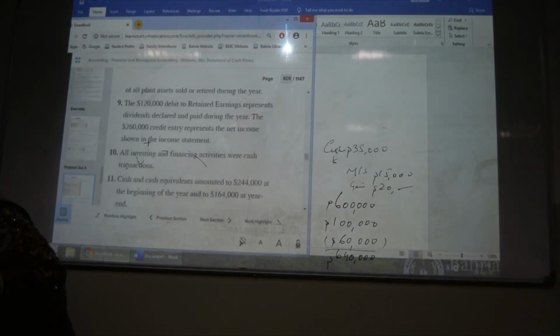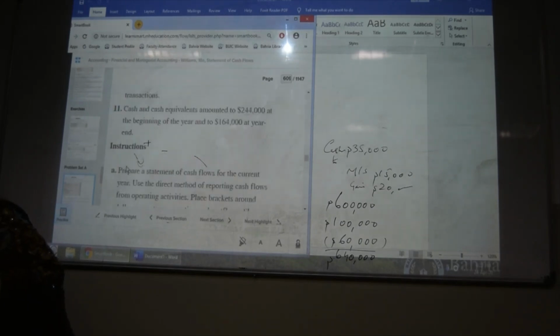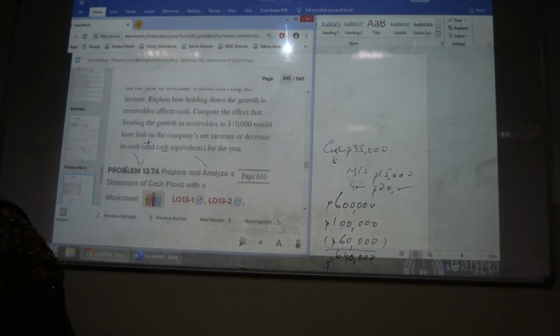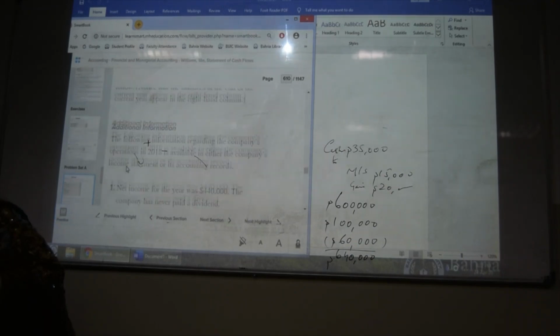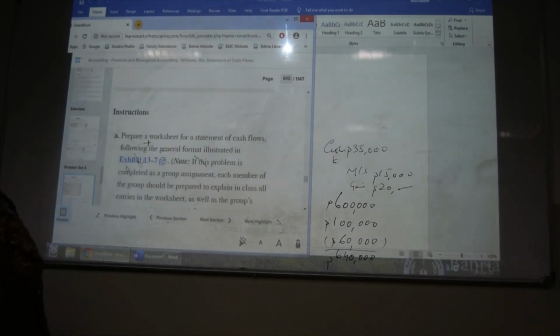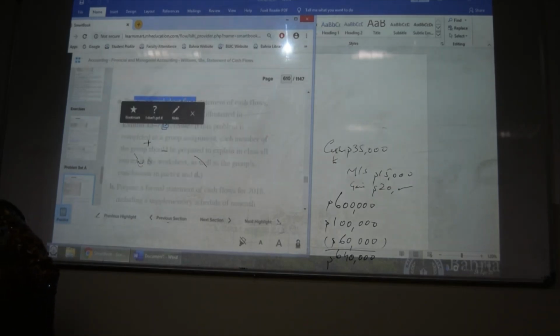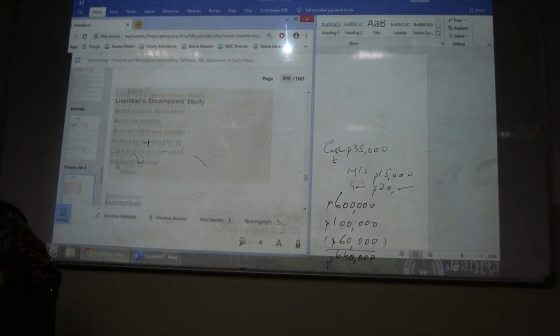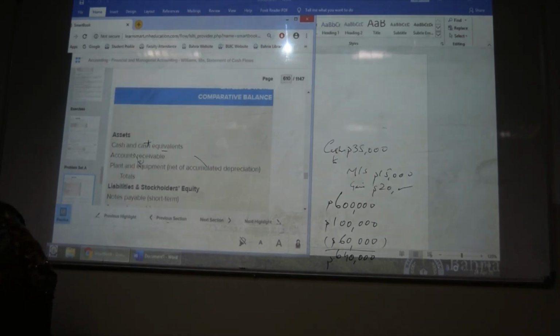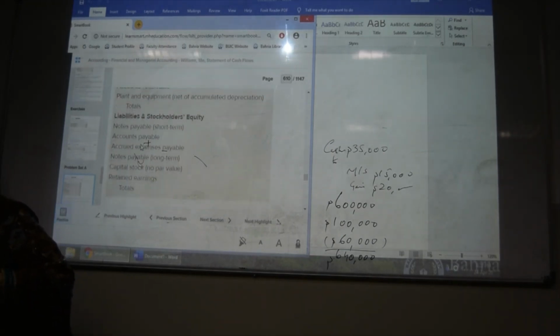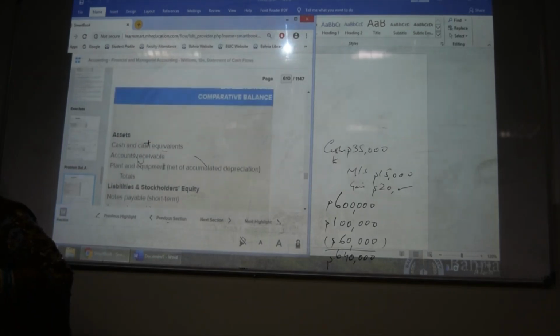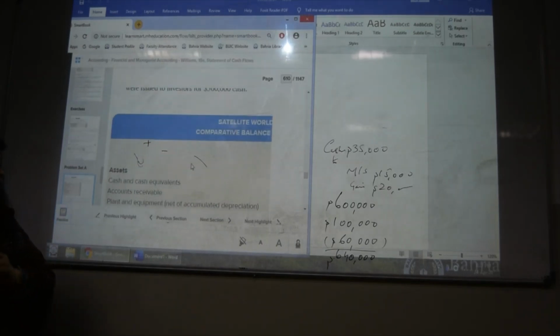Let's just move on to the next one. Okay, now, yeah, this is asking us to prepare a worksheet, and this worksheet would actually comprise all the processes which are involved in making up the balance sheet, studying the balance sheet basically, and then you can also take the effects in the cash flow statement. Now, I've reduced the font.